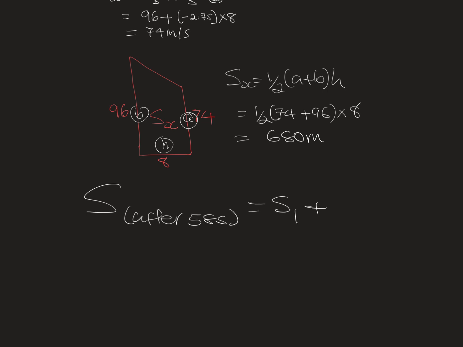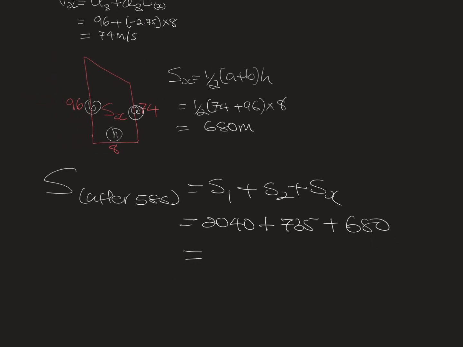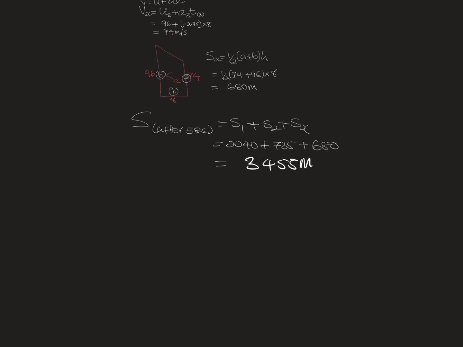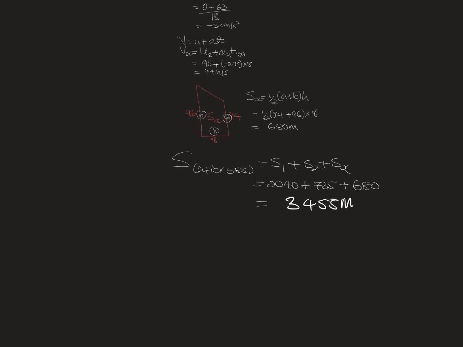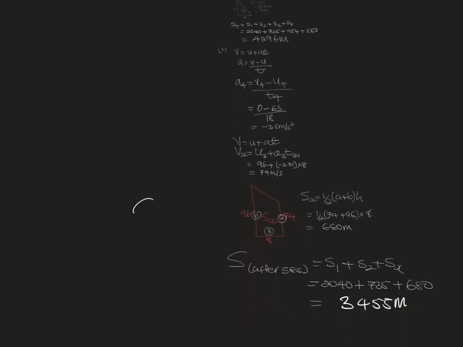To find the distance traveled after 58 seconds in the journey, that will be S1 plus S2 plus Sx. S1 is 2040, S2 is 735, and Sx is 680. How much is that? 2040 plus 735 plus 680 is 3455 meters. So that is the answer for question D.